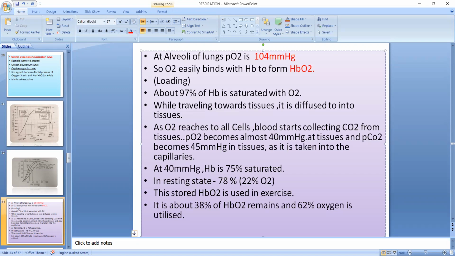So in the tissues, oxygen utilization is less, so less CO2 is released, more PO2 values are present in the cells. So dissociation is less and saturation is more. HbO2 saturation is more. Okay, only 22% of O2 is released from the hemoglobin. So what about this remaining 78% of HbO2? Okay, it is utilized during the exercises.